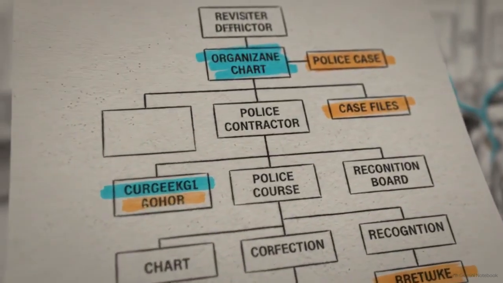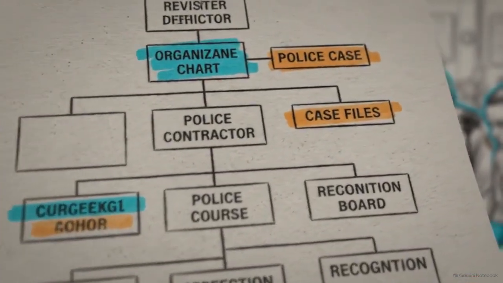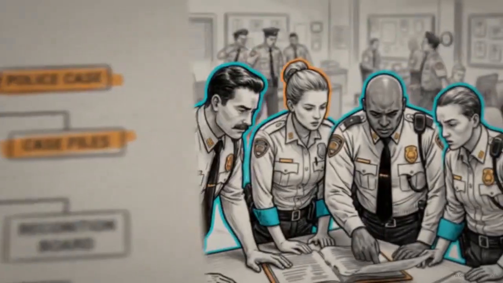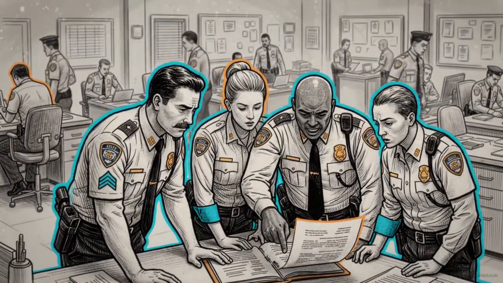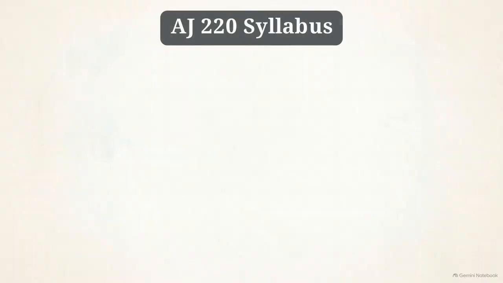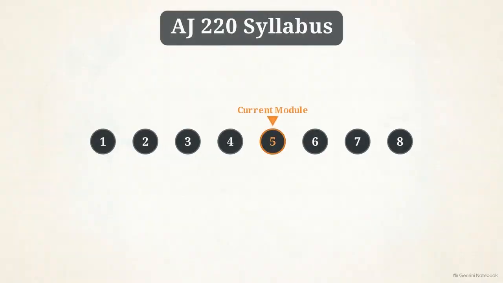Most people picture a criminal justice agency as a rigid, top-down hierarchy, but on the ground, operations run on a dynamic network of human influence. Welcome to Module 5 of Administration of Justice 220.